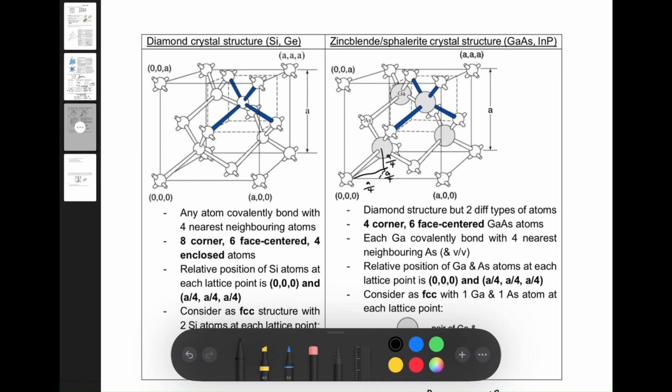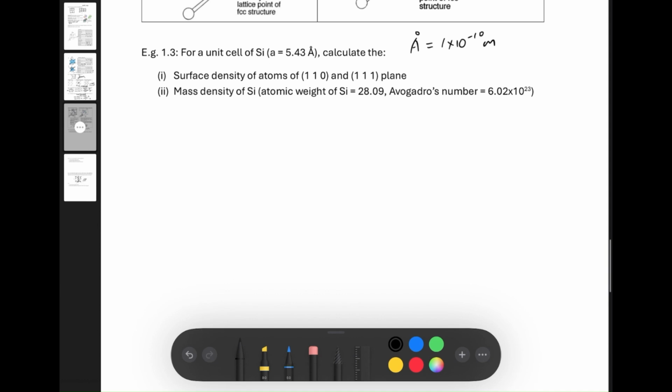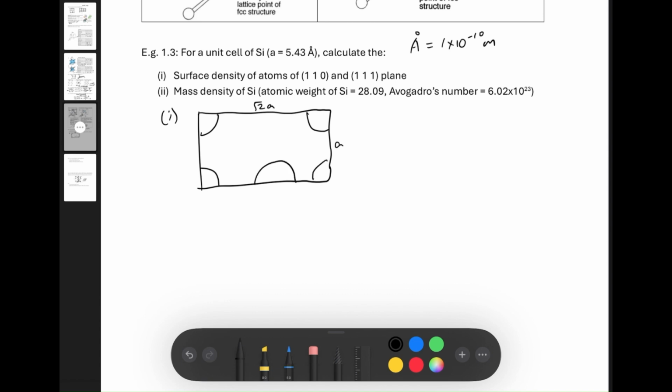So the 110 plane is just this, right? So it's just this. And then you can see 2 of these also lie on the plane, and then we have 2 of the face-centered atoms also lie on the plane. So the 110 looks something like this. We have root 2A and then A. So we also have the 4 cornered atoms. We have 2 face-centered atoms, and then we have 2 of these enclosed atoms.